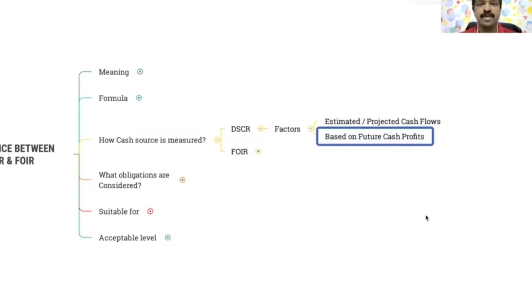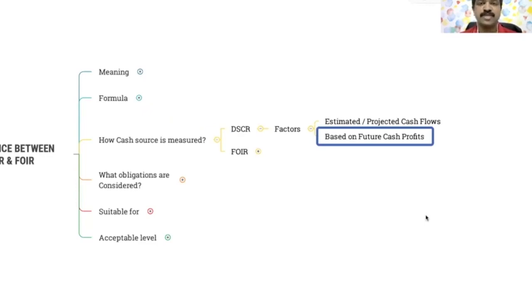Let's say, for example, a customer approaching a bank for a term loan to start a business. It means this business will acquire assets. Using that asset, they will produce product, then they will make sale, then out of that, they will make profit, and using that profit, they will service a loan. Okay, in those cases, DSCR will work out.